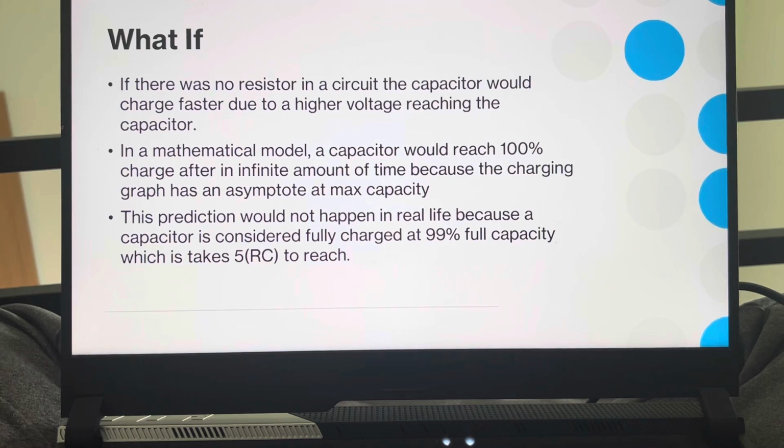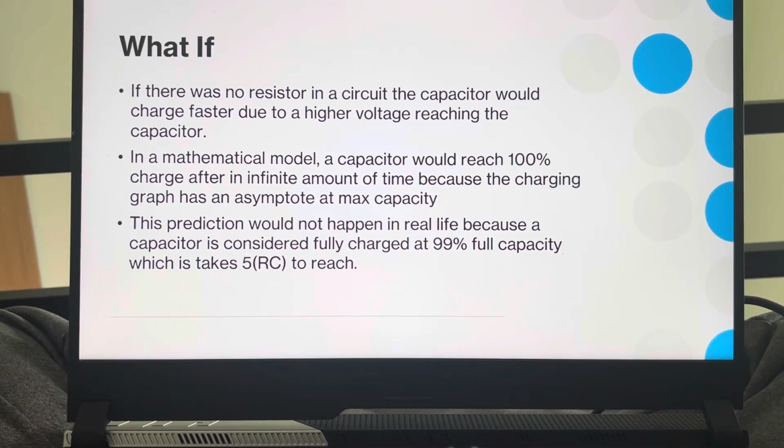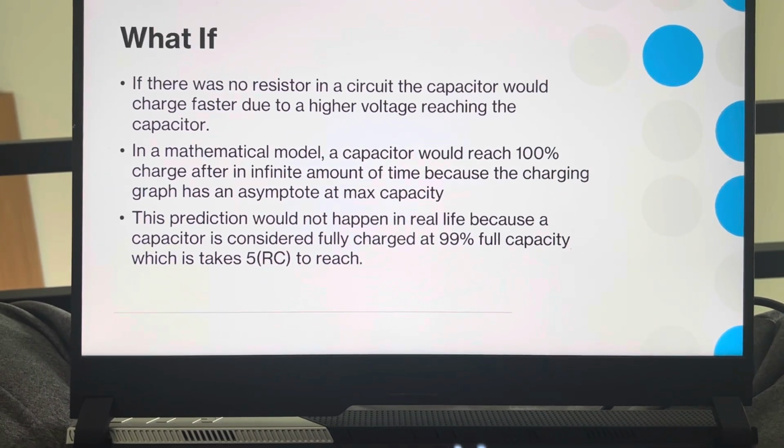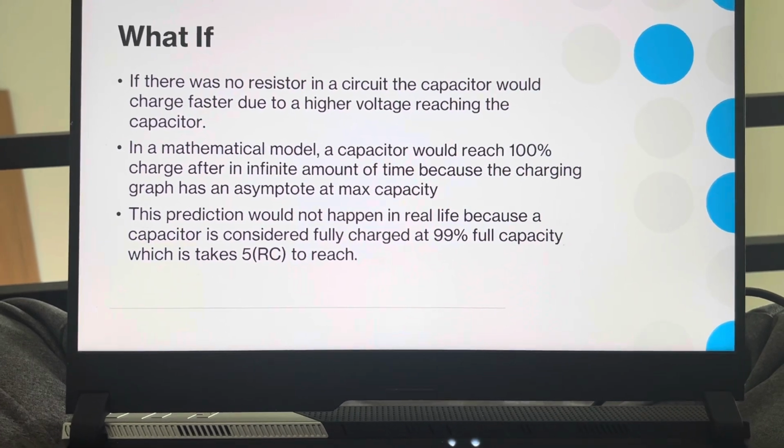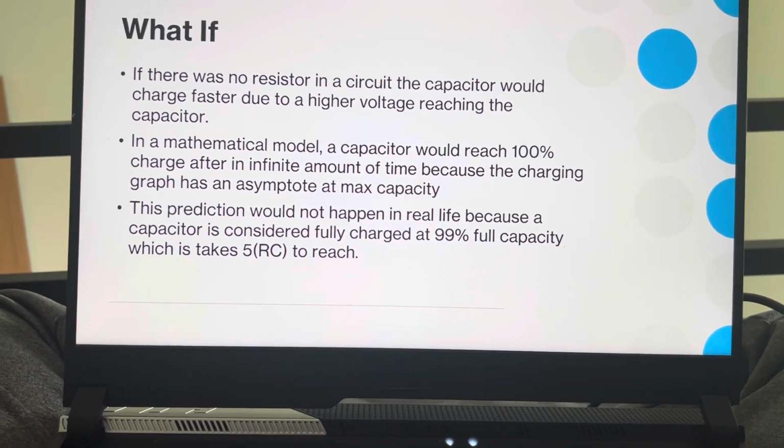But in real life, we know a full charge at about 95%, which takes around 5 times the resistance times the capacitance.